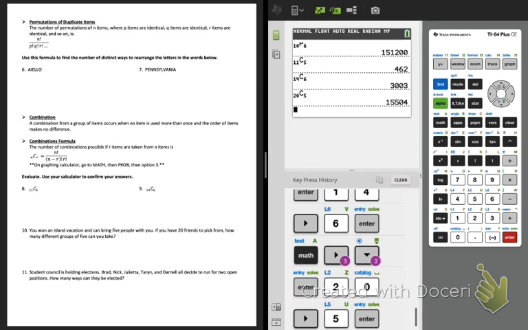Last one here, number 11, student councils holding elections. Brad, Nick, Julietta, Taryn, and Darnell all decide to run for 2 open positions. How many ways can they be elected?